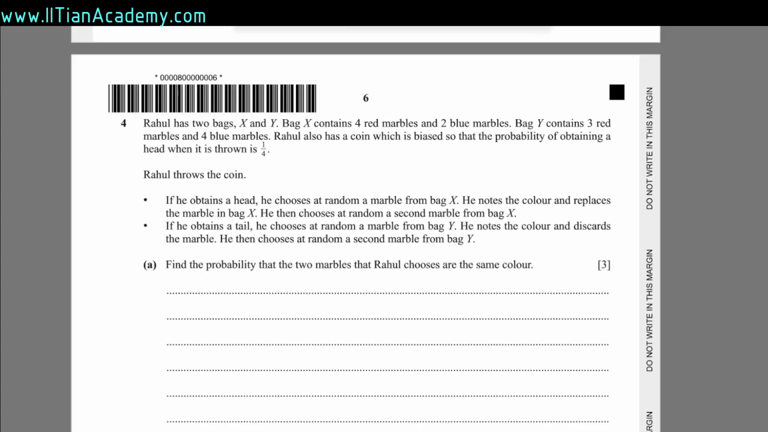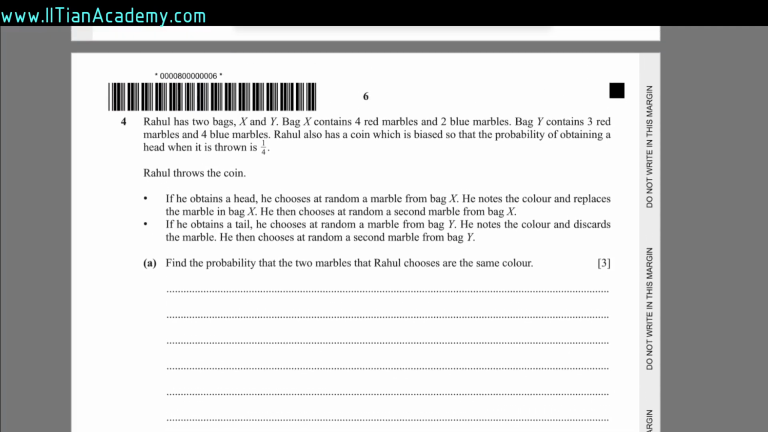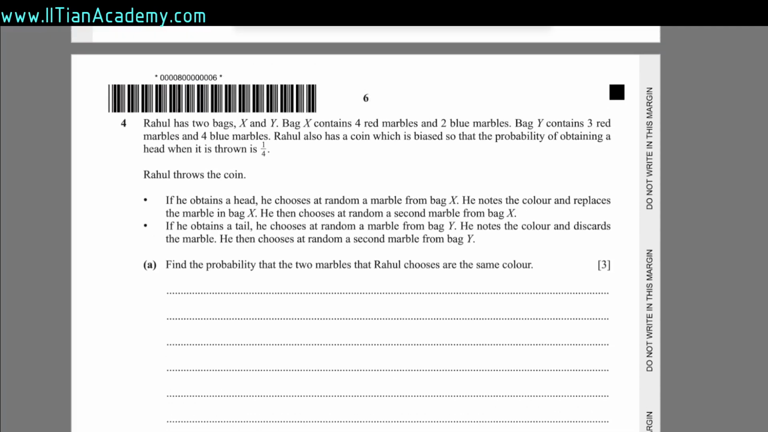So in question 4, we have a person, Rahul, who has 2 bags, X and Y. We're told that both bags have some marbles, and then we also have a coin, which is a little bit biased. We're told Rahul throws a coin, and then he either gets a head or he gets a tail. And then based on that, he chooses a ball from either of the bags. We need to find a probability that the 2 marbles are the same color.